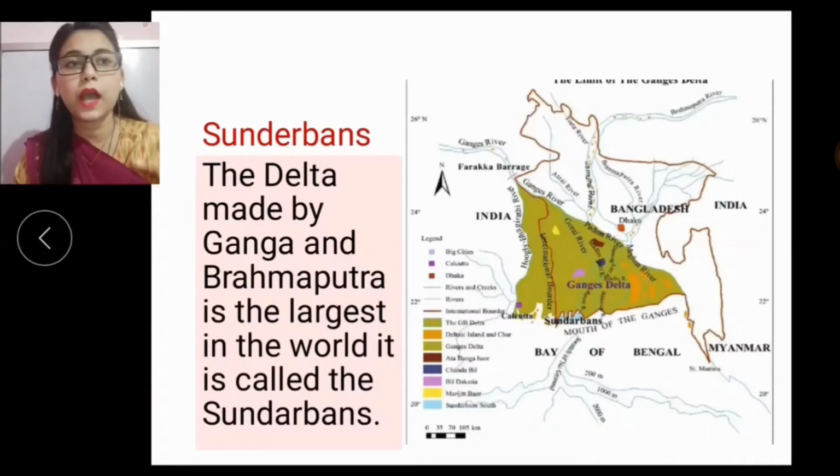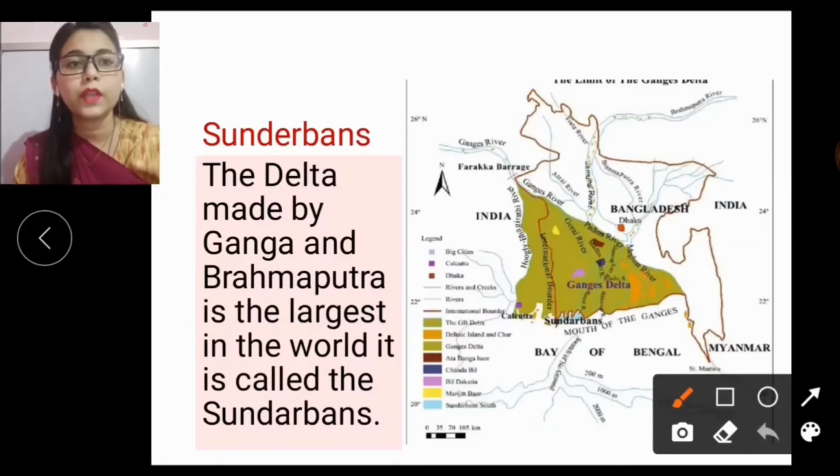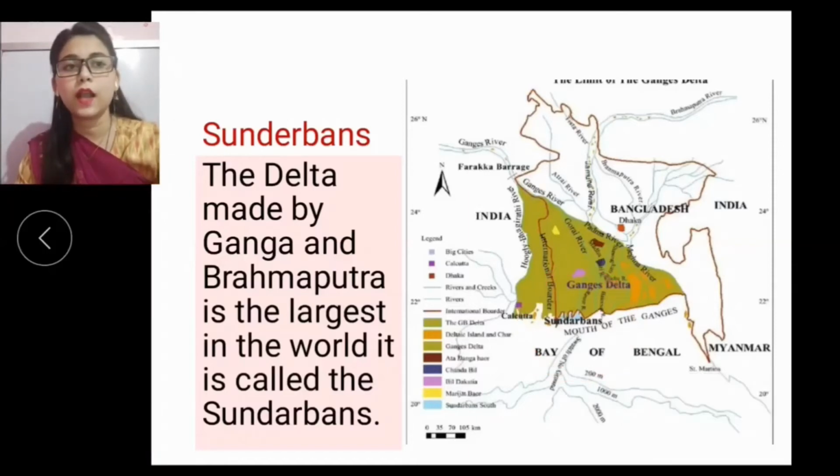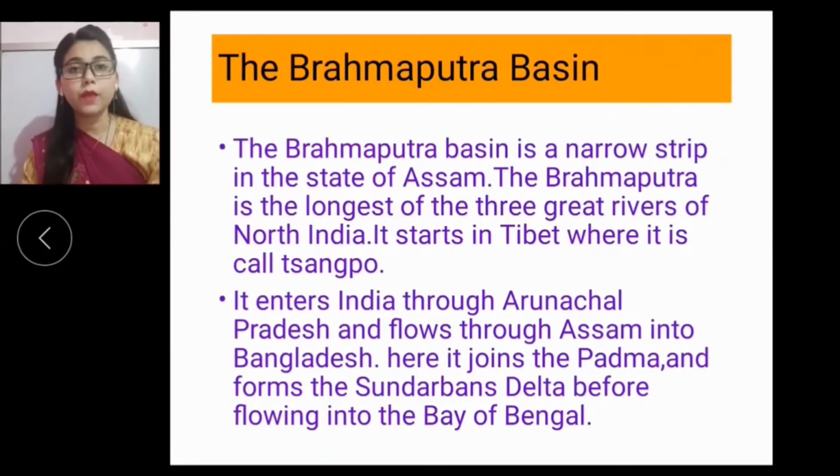So here I have shown you the Sundarbans. So how is this made? This is made by the Brahmaputra and Ganga. Third point, the Brahmaputra Basin. The Brahmaputra Basin is a narrow strip in the state of Assam. So, a very narrow strip in Assam.